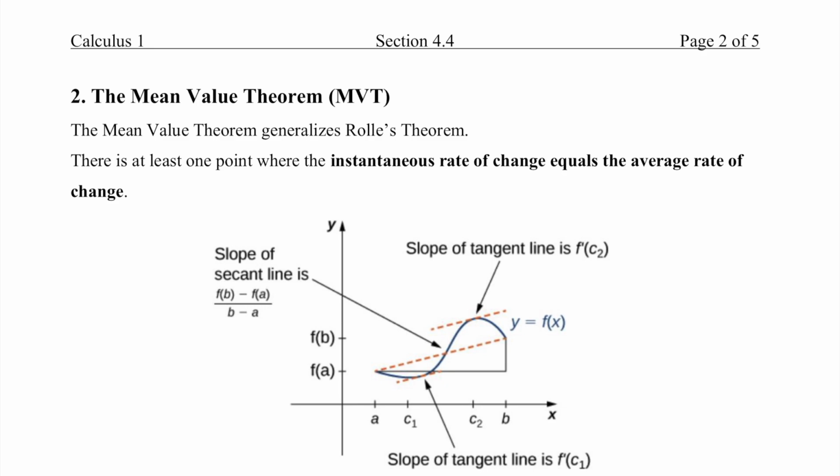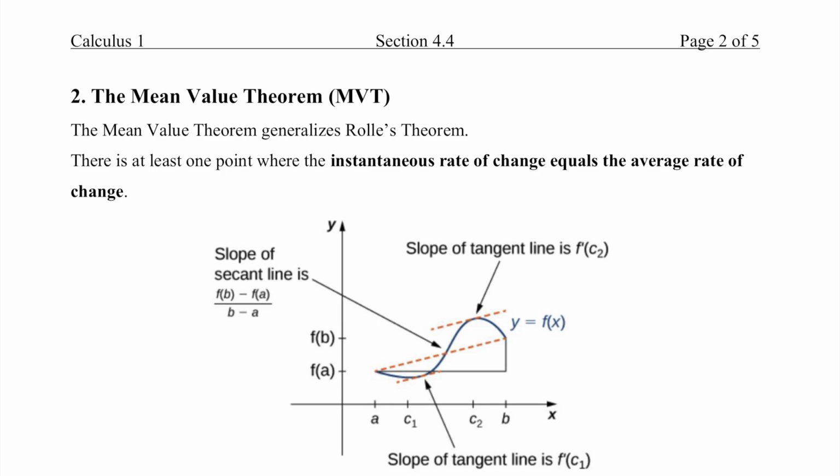Now, let's move on to the full mean value theorem. The mean value theorem, or MVT, is a bigger and more general version of Rolle's theorem. Before, Rolle's theorem only worked when the endpoints had the same value. Now, we remove that restriction. So the function does not have to start and end at the same height.